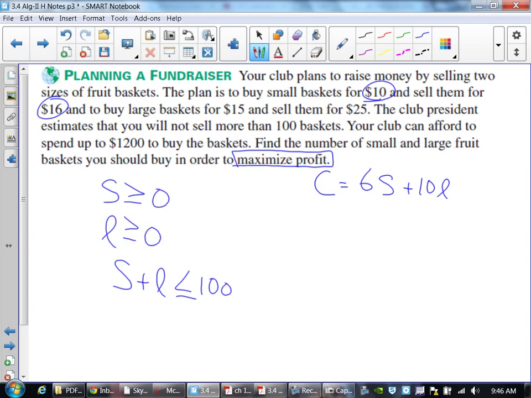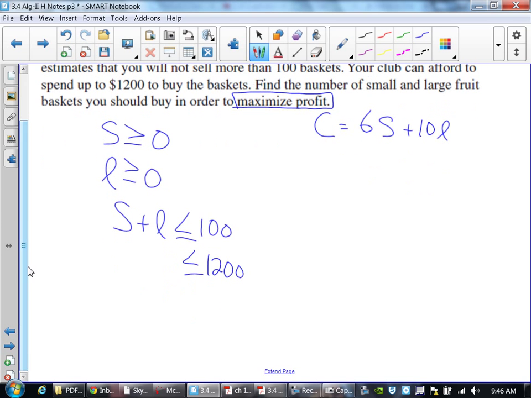And what's the last bit of information I'm talking about? Can you spend 1,200? So you can spend up to and including 1,200. So you can still spend $1,200. How much does a small basket cost you? 6. That was profit. It was $10, and then the large was 15. So it was 10 for the small, plus 15 for the large.